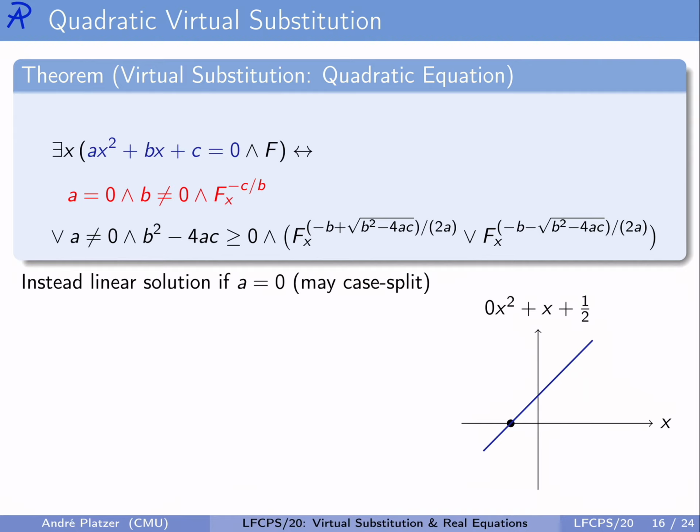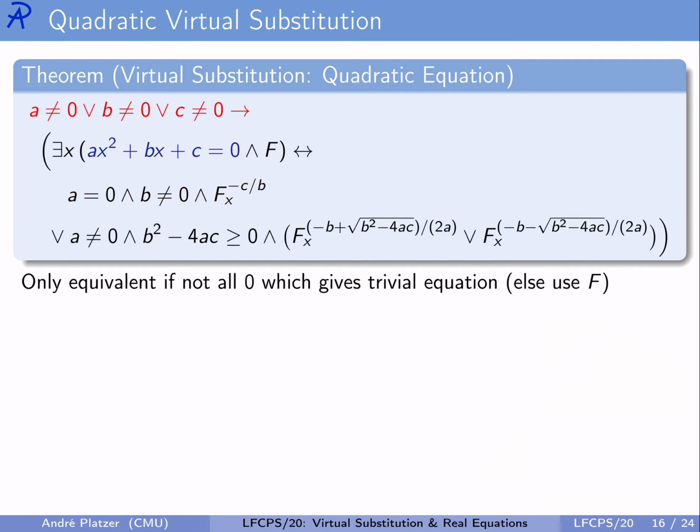Almost, right? We almost have an equivalent formula. There is an x such that ax squared plus bx plus c equals 0, and f is true if and only if, having plugged in the one linear or the two quadratic solutions into f gives us a true formula under the appropriate compatibility conditions that the divisions and roots are defined at all. But the whole thing, of course, is only really equivalent if this equation was a proper equation. Indeed, if a isn't 0, or b isn't 0, or c isn't 0, so the whole thing doesn't completely trivialize. Only then are the two equivalent.